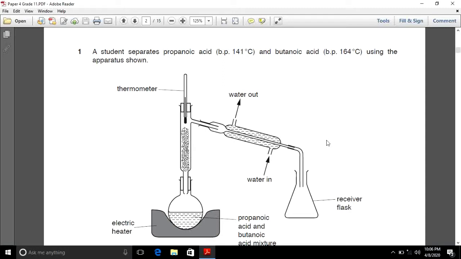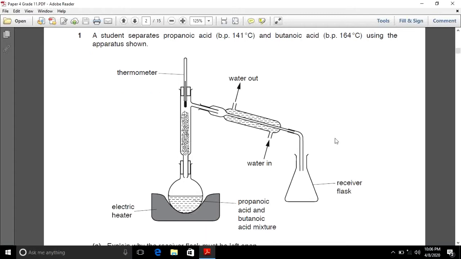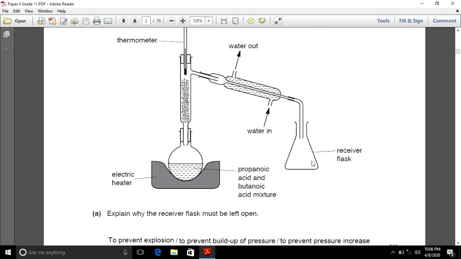In this question, a student separates propanoic acid, having a boiling point of 141 degrees Celsius, and butanoic acid, having a boiling point of 164 degrees Celsius, using the apparatus shown. In the diagram you can see the flask containing the propanoic acid and butanoic acid mixture. This is the condenser, water in, water out, and this is the receiver flask.